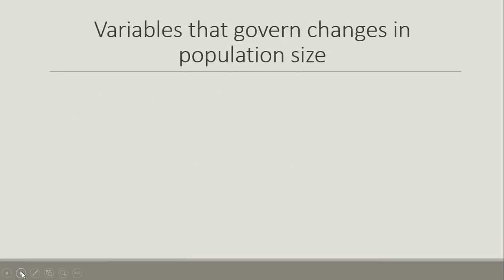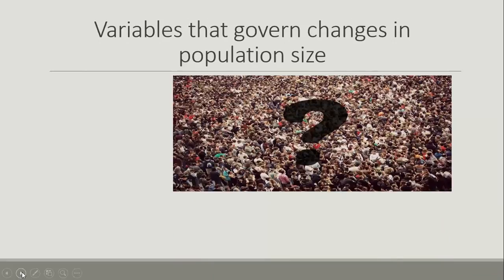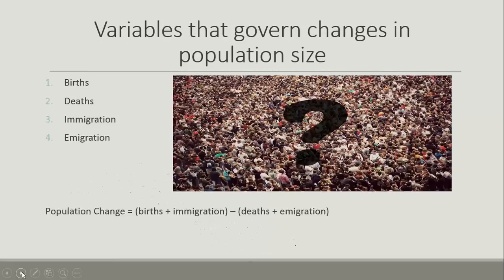So, some variables that govern changes in population size. Really there are four things, and they're quite simple. How is a population going to grow? Well, first you have to look at the births in the population. You also have to look at the deaths in a population. You have to look at immigration, and you also have to look at emigration. So if you were putting this all together in a math equation, basically you would say that population change is equal to the births and the immigration together, subtracted by the deaths and the emigration together. Fairly simple concept, but something you might want to think about.